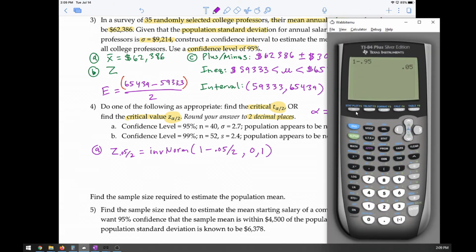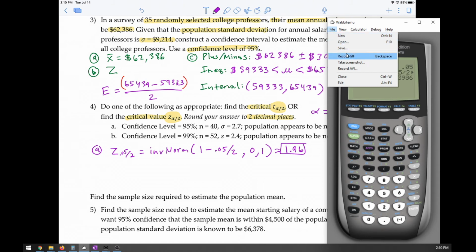All right, so let me show you guys how to punch that in. To access inverse norm, that function is under the distribution functions. So we're going to press 2nd, VARS, inverse norm. In the area, we're going to put this expression, 1 minus 0.05 divided by 2. And then the mean is 0, standard deviation is 1. Click paste, press enter, and there it is. So we get approximately 1.96, rounded to 2 decimal places.